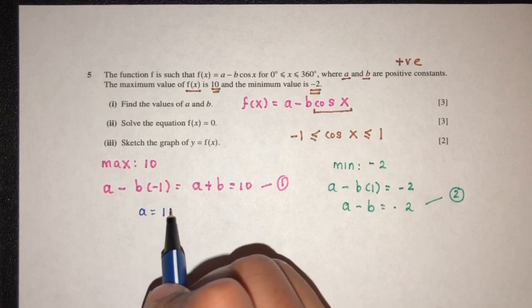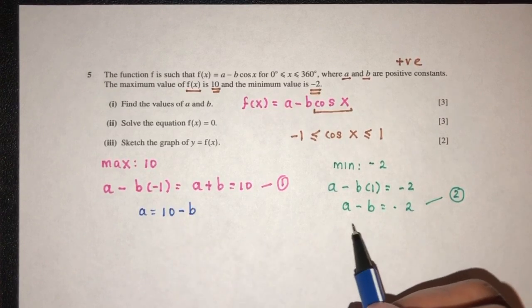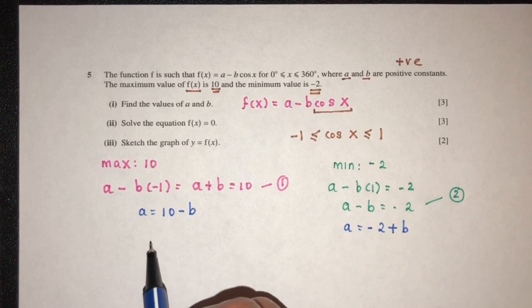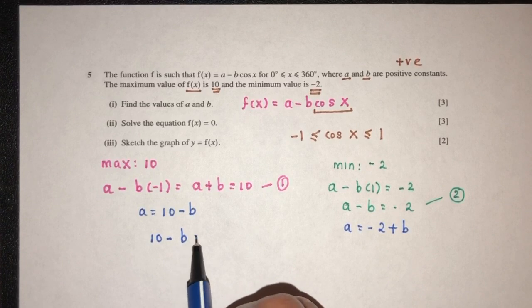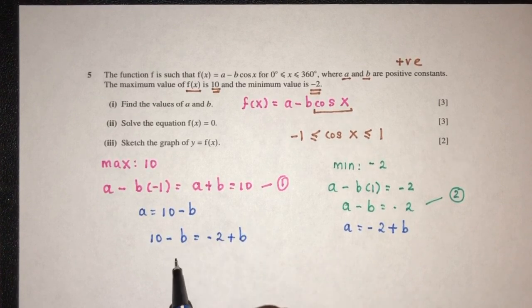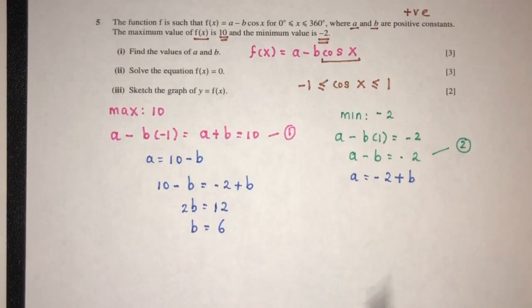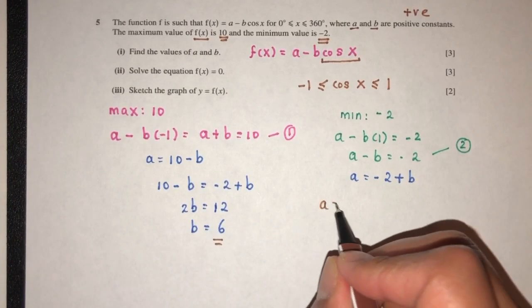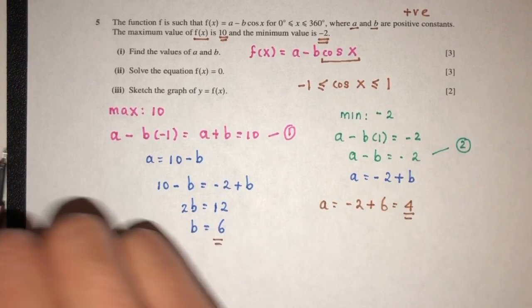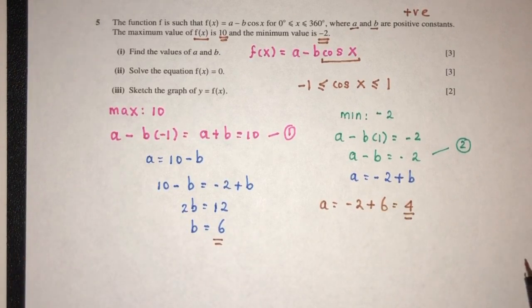a will be 10 minus b, and here we have a will be -2 plus b. Replace, you have on one side 10 minus b equals -2 plus b. We can move this over here, that becomes 2b, and that will be 12. So b will be the value of 6, which means a will have to be -2 plus 6, that will be the value of 4. Okay, that will be part 1 of the question.